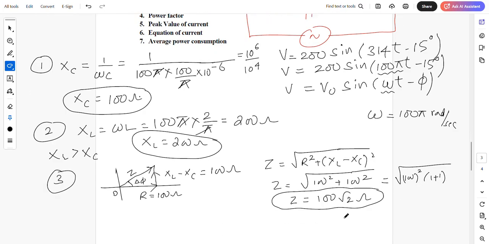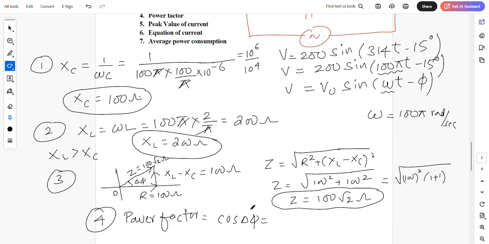Number 4 is power factor. What is the formula for power factor? Power factor is equal to cos of delta phi. How much is cos of delta phi? I can use this, 100 by 100. Cos of delta phi is equal to, how much is Z we got? Z we got is equal to 100 root 2 ohm.